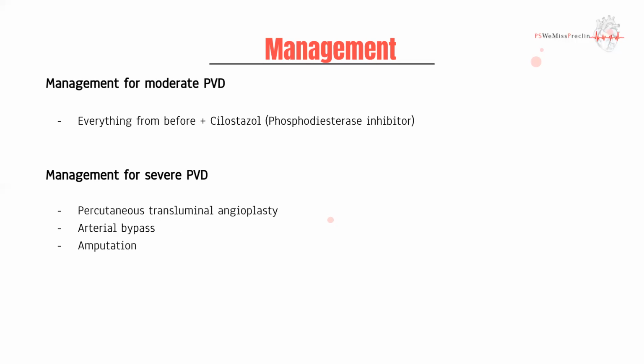Once you've progressed onto severe PVD or had an episode of acute limb ischemia, medical therapy is probably not going to do the job. So you move on to more surgical means. And the three main ones in order of severity are percutaneous transluminal angioplasty, a big word for basically putting in a catheter and a flexible balloon to open up whatever has been damaged or stenosed.